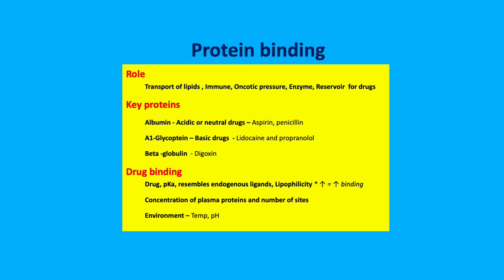Factors affecting drug binding are multifactorial. For example, within the plasma, the temperature, the pH, the concentration and the number of binding sites of the plasma proteins, and specific drug factors including the drug itself, the pKa, so the ionization fraction, how much that drug resembles endogenous ligands, and the lipophilicity, which increases binding.